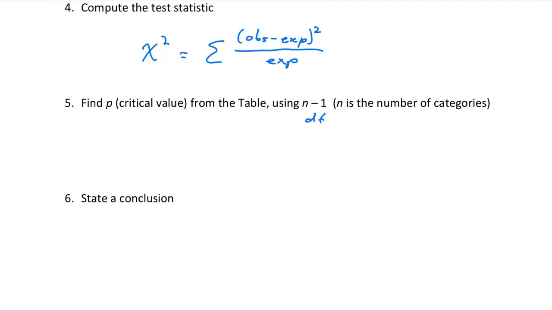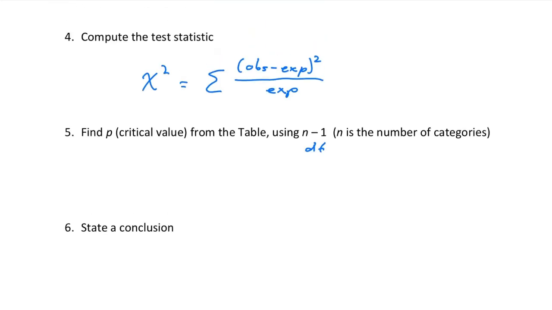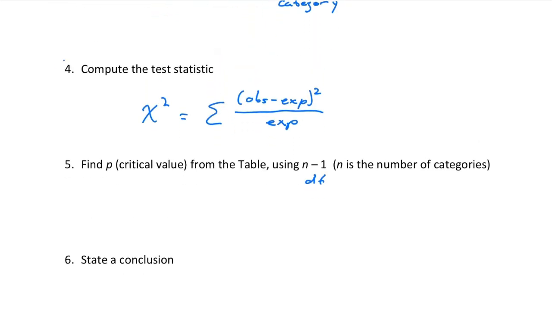And again, it's number of categories minus 1. All right, and that would give us then P. Okay. Now, obviously, these two steps, you would do that if you're doing this by hand.